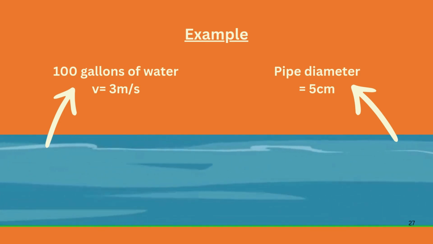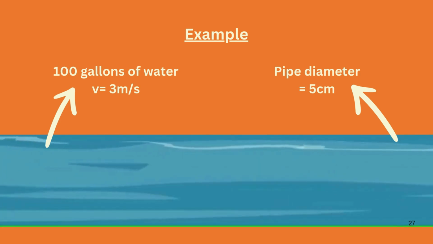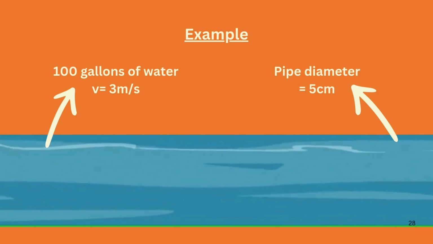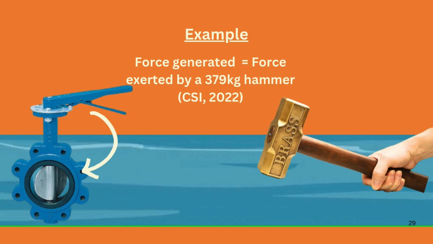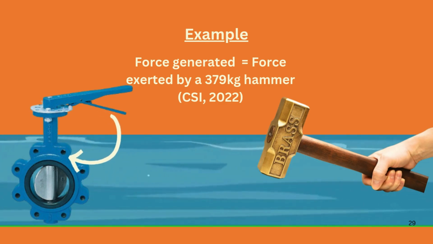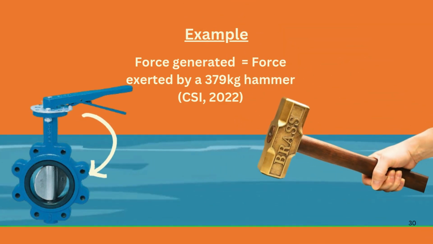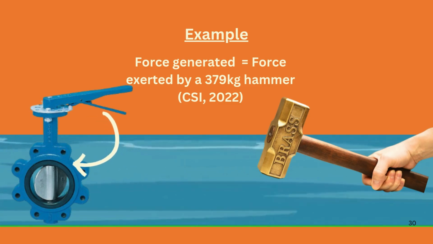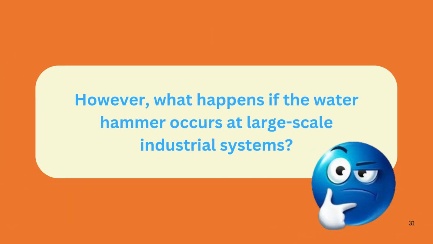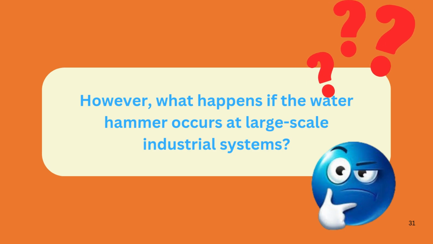Take the case of 100 gallons of water flowing in a 5 cm pipe at a velocity of 3 meters per second. When this flow is rapidly brought to a halt by a fast-closing valve, the force generated is equivalent to that of an 835-pound hammer slamming into a barrier. However, what happens if the water hammer occurs in massive industrial systems? Obviously, the impacts are going to be large-scale.